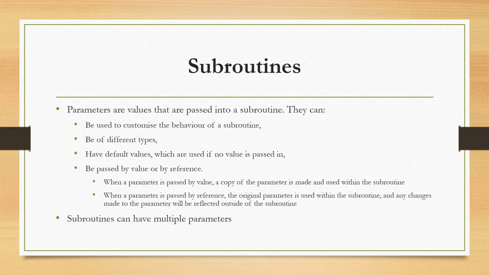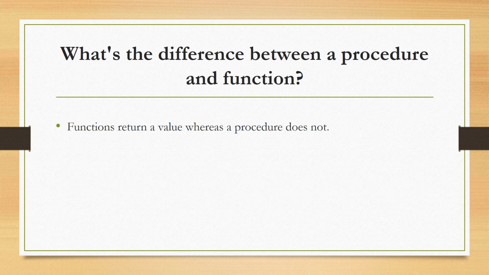Subroutines can have multiple parameters. Parameters are basically the values that will be passed in, right? So, as we have already talked about, there are two types of subroutines: procedures and functions. There is only one difference between functions and procedures: functions will return a value whereas procedures don't return any value. Both can accept arguments or parameters, but procedures will never return a value and functions will return a value.